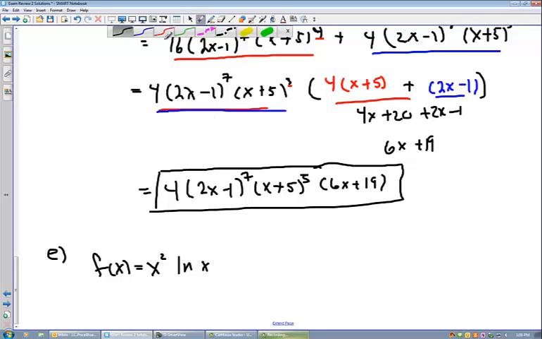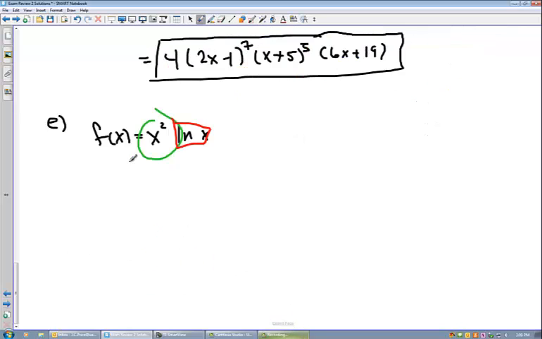So it's a product rule. And here's my first. Here's my second. And once I identify which is which, I can say f prime of x is equal to derivative of the first, which is 2x, times the second, which is ln of x, plus the first, which is x squared, times the derivative of the second, which is 1 over x.